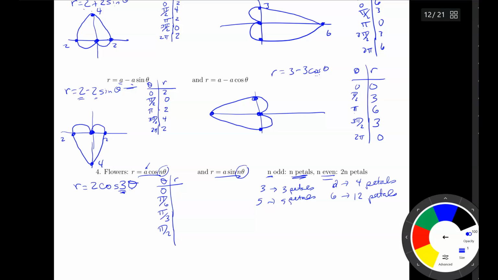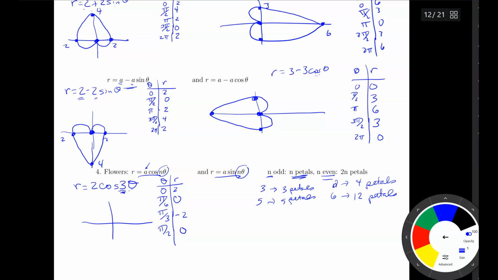So let's just get an idea of what's happening here. If I plug in angle 0 into here, I get 2, because cosine of 0 gives me the 1. If I put in pi over 6, this gives me cosine of pi over 2, which is 0. If I put in pi over 3, I get cosine of pi, which is going to be -2. If I put in pi over 2, I get 0 again.